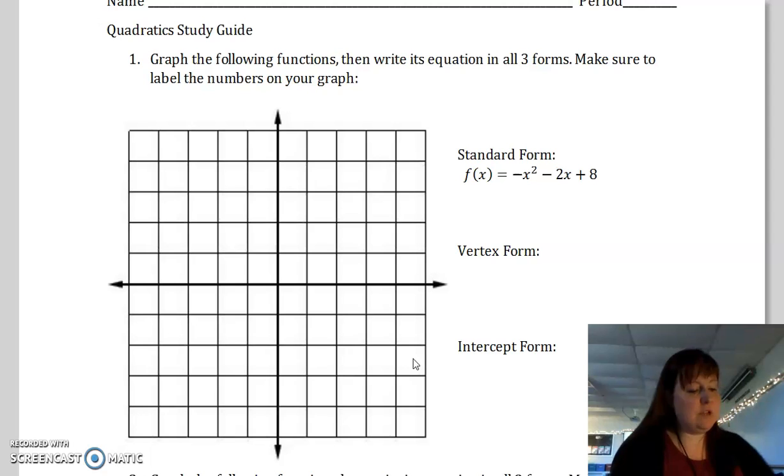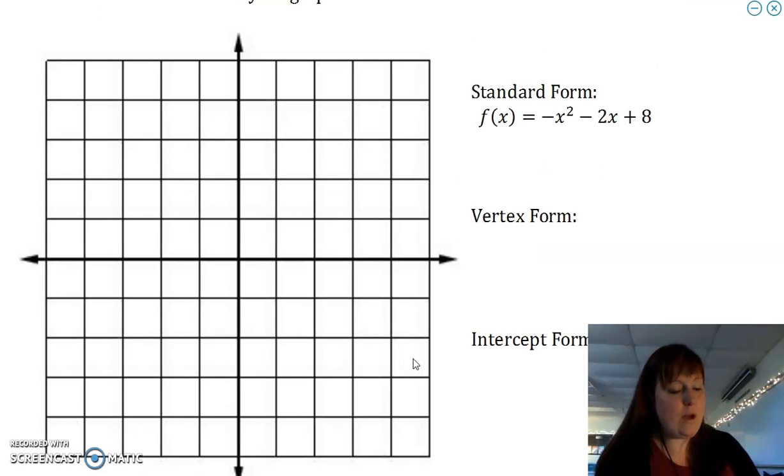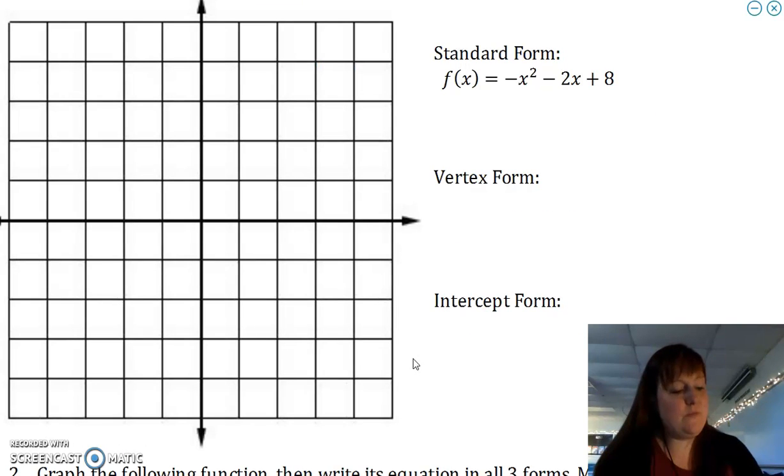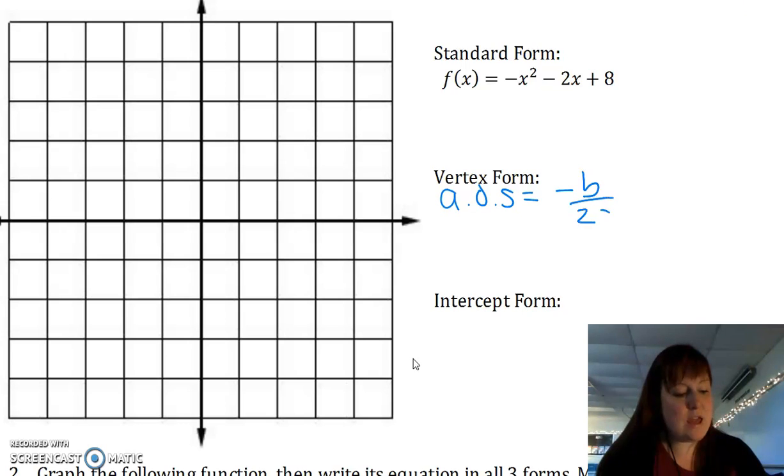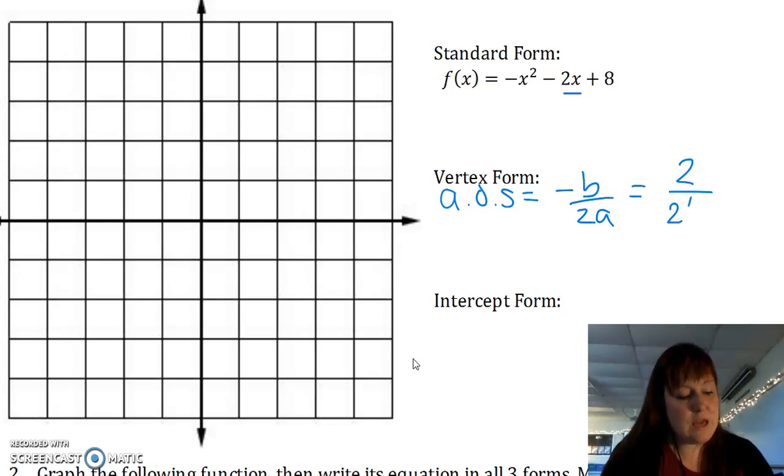Okay, so the first thing I'm going to do is write it in all three forms, because it's easier for me to graph it once I have all the information that I need. So let's figure out where the vertex of this function is. Remember that to find the axis of symmetry, I have to do negative b over 2a. Well, b is negative 2, so I have the opposite of negative 2, which is positive 2, over 2 times a, which is 2 times negative 1. So I end up with 2 over negative 2, which is negative 1.